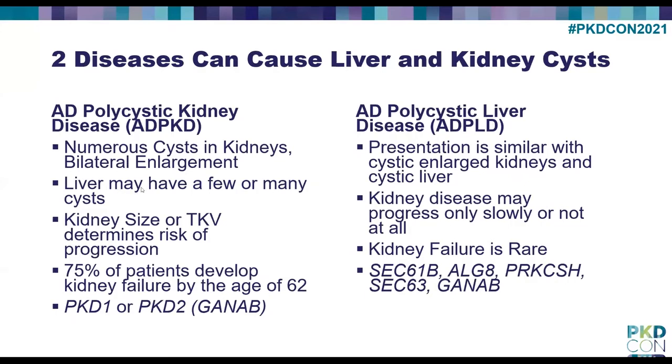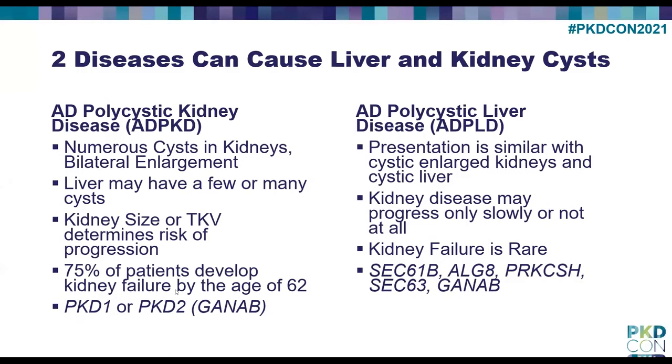The liver expression can be very variable. So some people may have a few cysts, some people may have many cysts, and then some people may have true liver cysts and liver enlargement from having many, many very large cysts. And in this disease, in ADPKD, kidney size or total kidney volume determines the risk of progression. And I'm sure we'll hear more about that throughout the meeting.